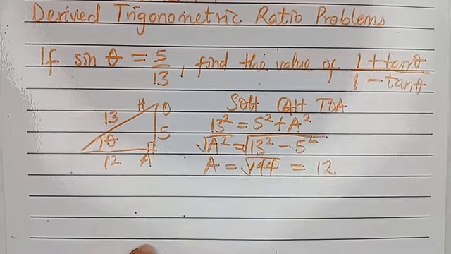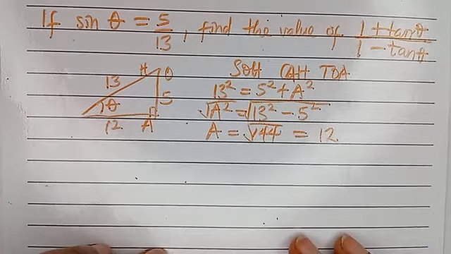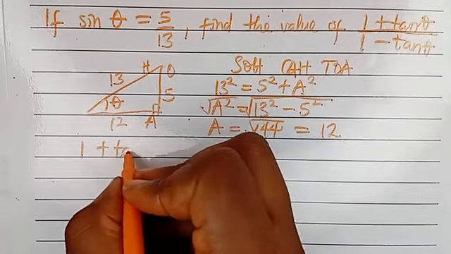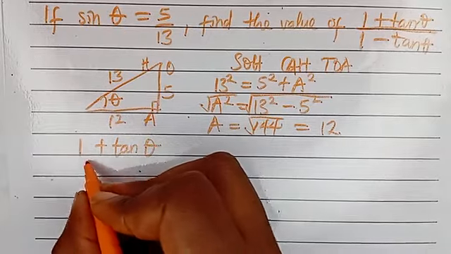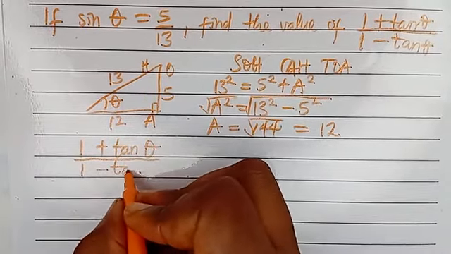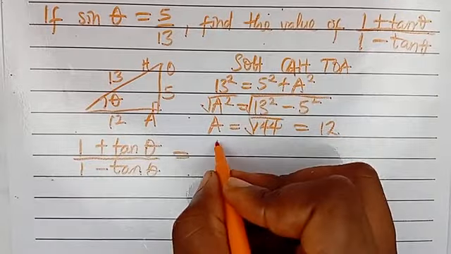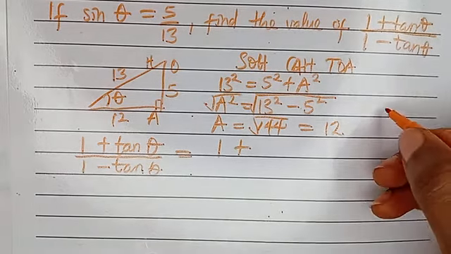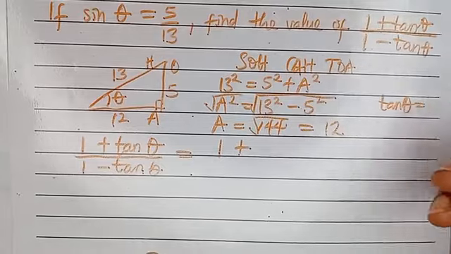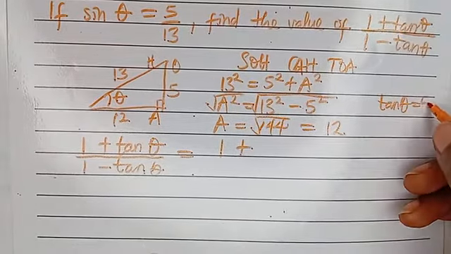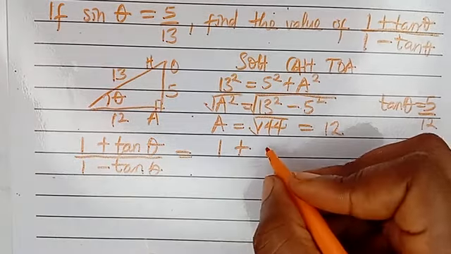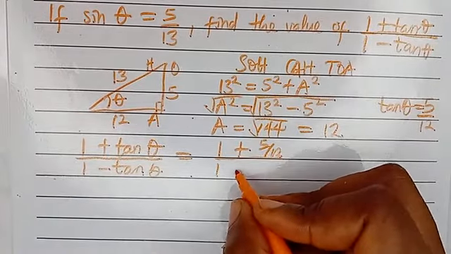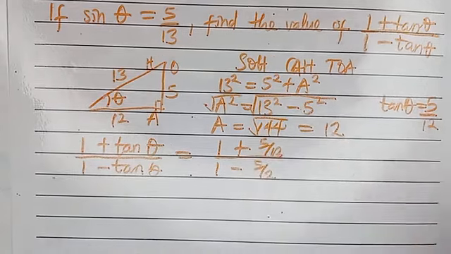Now we go over to our major question, which is 1 plus tan theta over 1 minus tan theta. So this is 1, we bring plus. Tan is opposite over adjacent. Tan theta is equal to opposite, which is 5, over adjacent, which is 12. So 1 plus 5 over 12, over 1 minus 5 over 12.